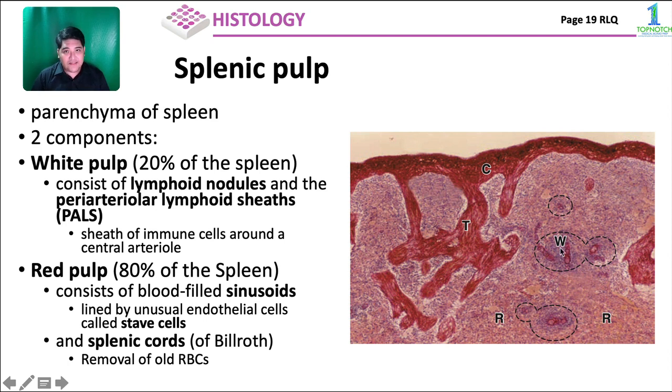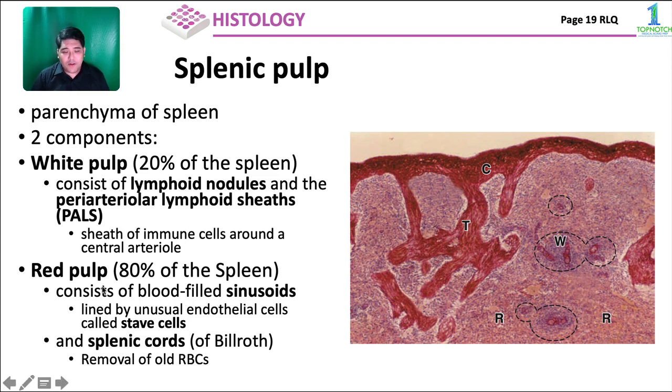Ano yung tinanong last March? It's your splenic cords of Billroth. Saan daw siya makikita? In the spleen. Specifically, red pulp. Your splenic cords is important in the removal of your old RBCs.